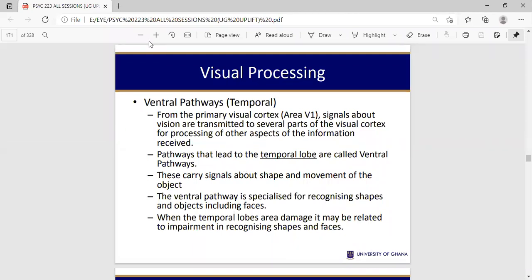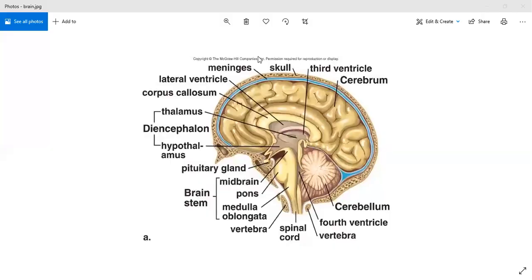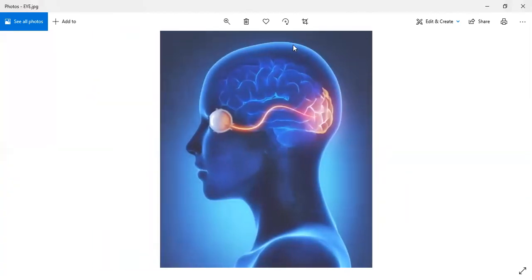So let me use a diagram so that you get it better. First, this is the eye. Let's say the information went to the area V1, which can be found around the side. This is the occipital lobe. If the person was trying to recognize a familiar face, this pathway doesn't just end at the area V1.